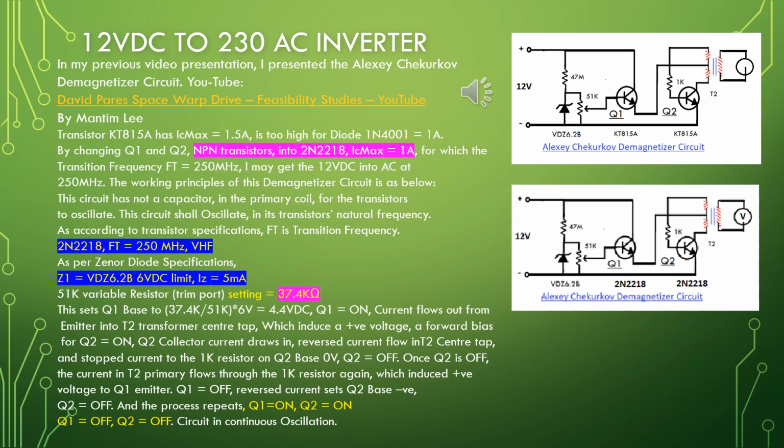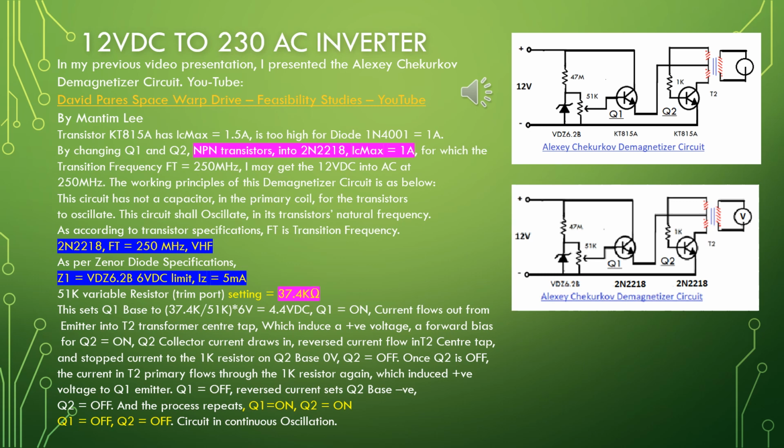Current flows out from the emitter into the T2 transformer center tap, which induces a positive voltage, a forward bias for Q2 equal to on. Q2 collector current draws in, reverses the current flow in the T2 center tap, and stops the current to the 1K resistor on Q2 base equal to 0 volt. Q2 is off.